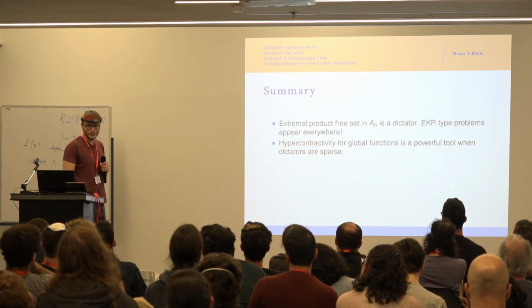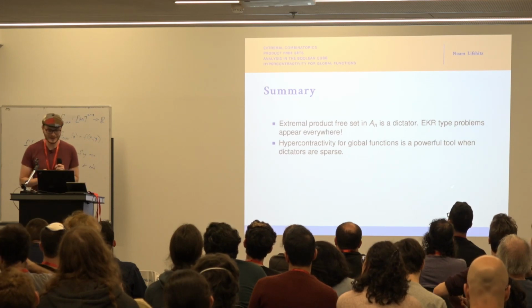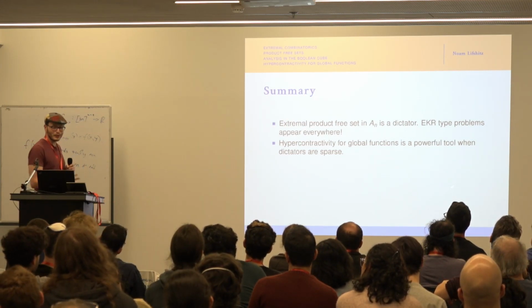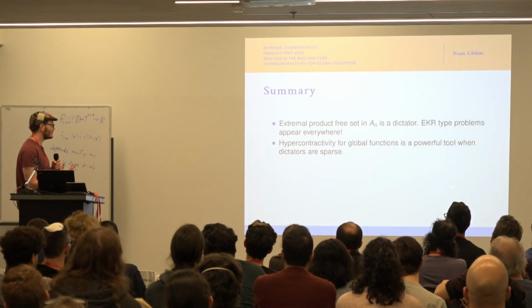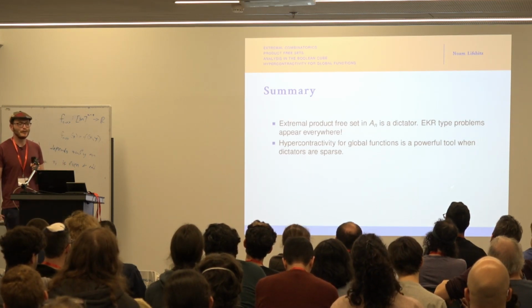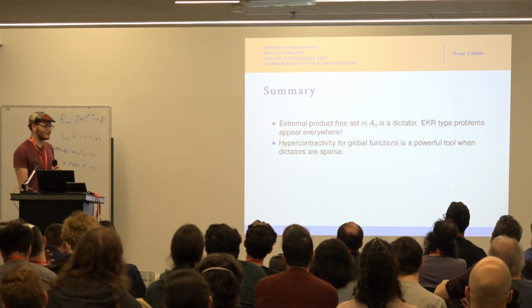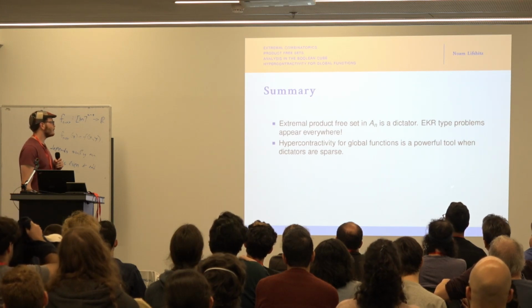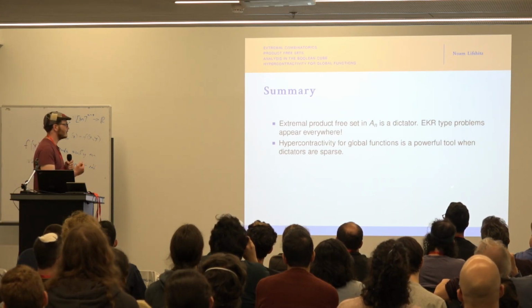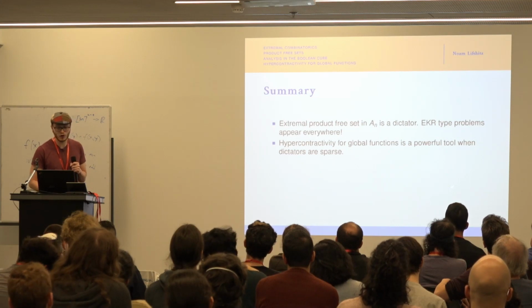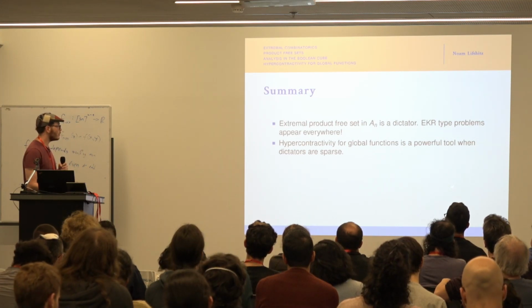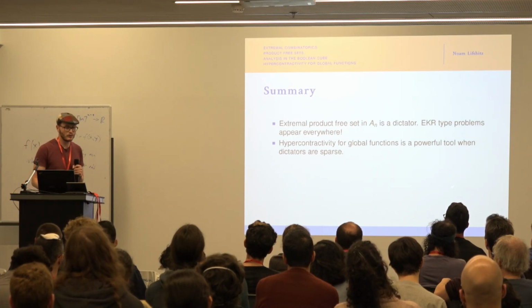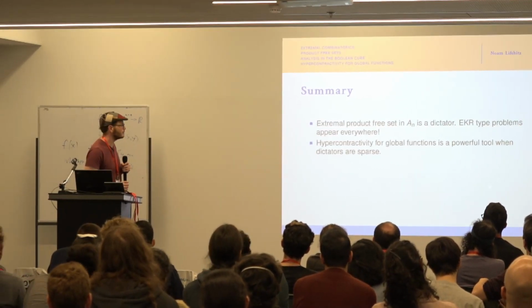Okay, the summary of my talk is there are two things that I want you to take with you. One thing is that the extremal product free sets in the alternating groups are dictators. So Erdős-Corrado type problems don't appear only in extremal combinatorics, but they actually appear also for problems in the symmetric group. The second thing is that hypercontractivity for global functions is a very powerful tool when you have sparse dictators and you have to filter out the bad dictators and prove hypercontractivity for the rest of the functions.